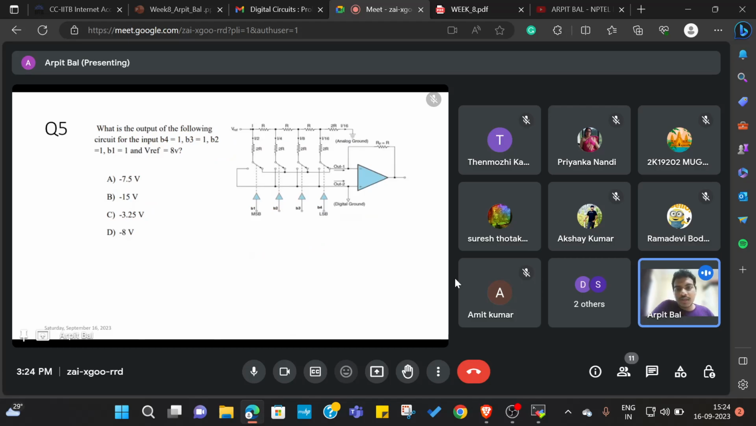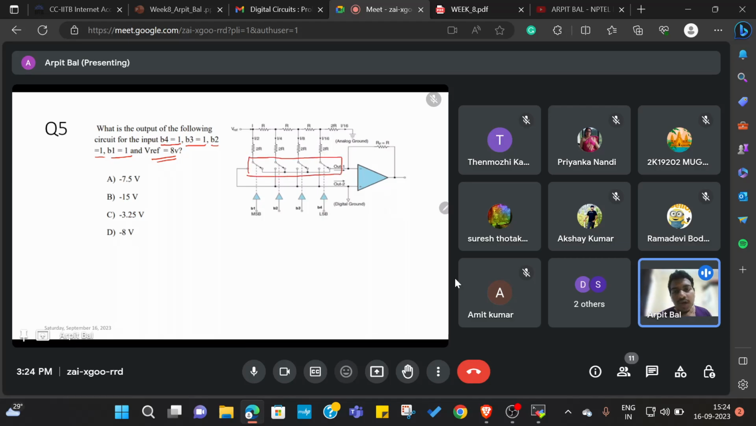Okay, then the next thing is we are given a R2R DAC and we have to compute the output of this following circuit. It is given that the digital bits are B4 is equal to 1, B3 equals to 1, B2 equals to 1, B1 equals to 1, and the reference is 8 volt. Okay, so this is the configuration in which it is connected.